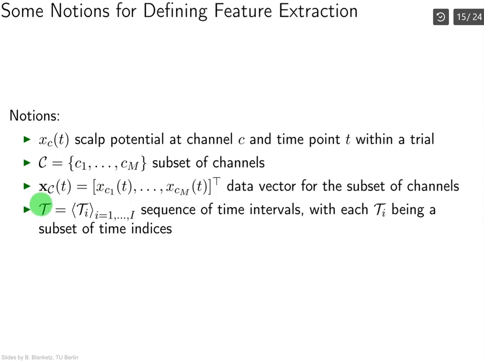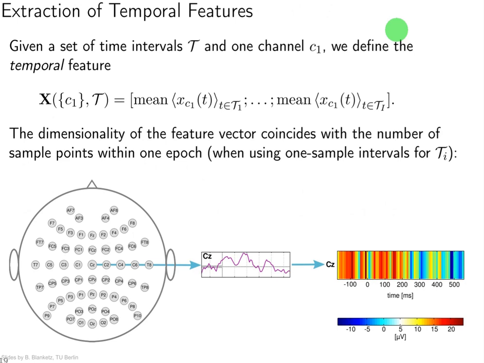And we have T, or calligraphic T, representing a temporal feature. So T_i, where i ranges from 1 to I, is the sequence of intervals, where T_i is a subset of indices, so a temporal feature. Okay, so we will use these kinds of notions to represent the feature vector for feature extraction. So please remember this.